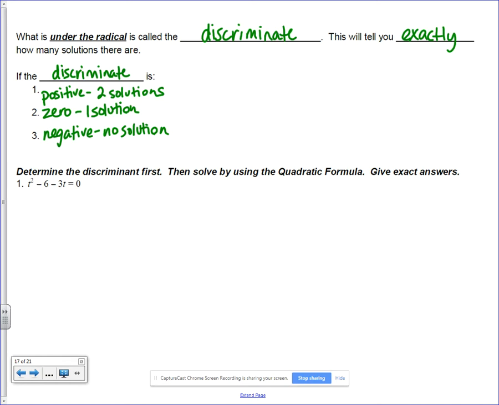Are you okay? All right, it says determine the discriminant first, then solve by using the quadratic formula. Give exact answers. So if I have exact answers, does this mean that I'm going to want to round and approximate? No, that is not exact, right? Everybody understand? Okay, here we go. First thing I need to ask is this in the right order? Answer is no. Let's put it in the right order.